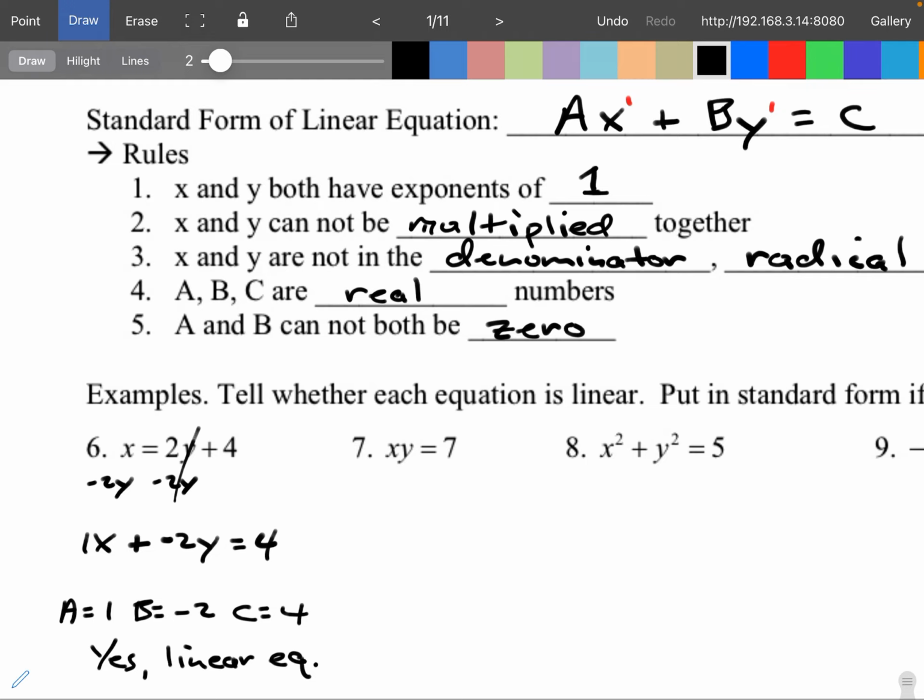What about the next one? Well, and also I forgot, we were supposed to write linear, this is a linear equation. So yes, it's a linear equation. I'll just abbreviate equation as EQ. All right, what about 7? No, because it violates that second rule, right? You can't have a term that's x times y. So this one's not a linear equation. Not a linear.